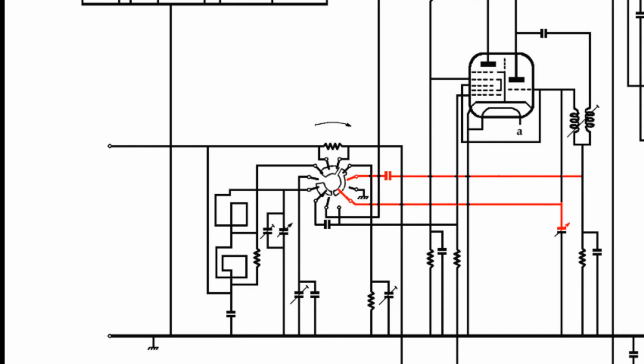In this image you'll see that the capacitor that's in the top red line will be selected when the wave change switch is moved to the long wave position. It'll be connected to the top of the tuning capacitor that controls the operating frequency of the local oscillator. It pulls the operating frequency down to that required by the long wave band.